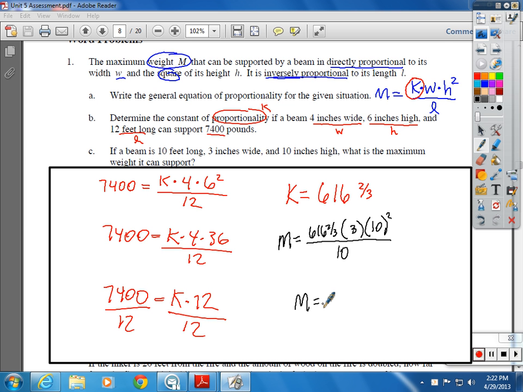So it's a little shorter, it's not as wide, and twice as high. I'm assuming the weight's going to go up significantly that it can support. That's just a guess. Anybody? Times 3 times squared, what's that? Divided by 10, and I was right, 18,500 pounds. Okay?